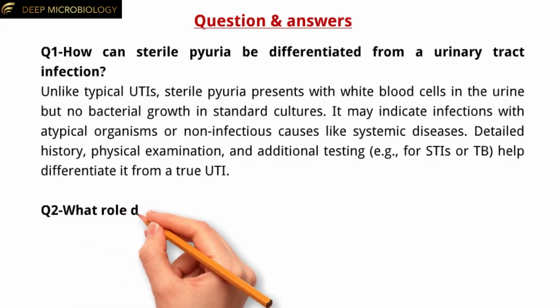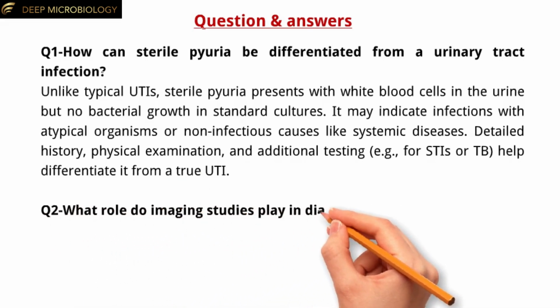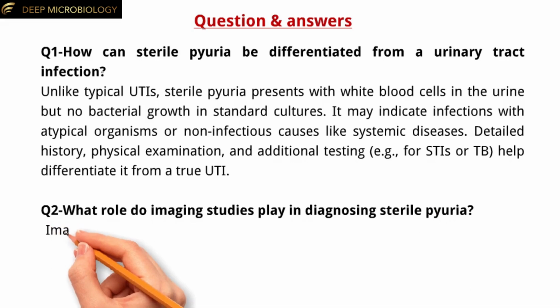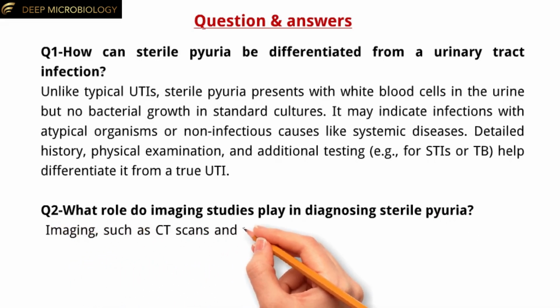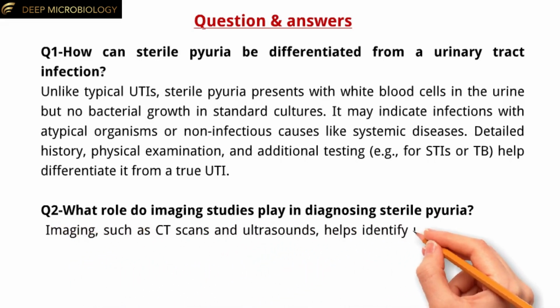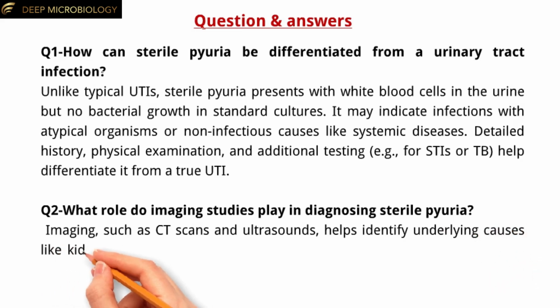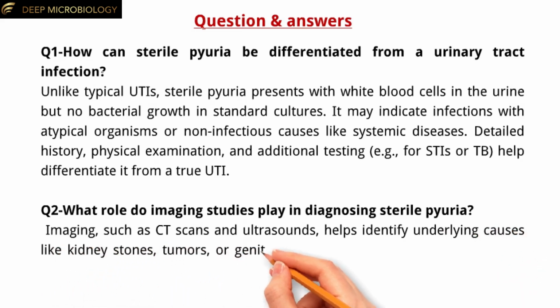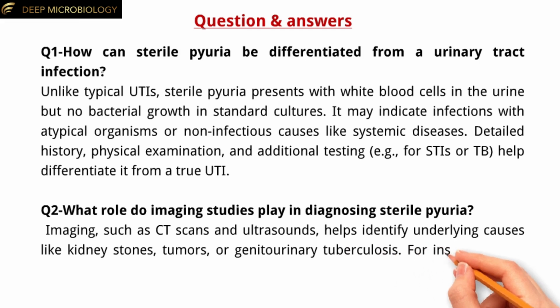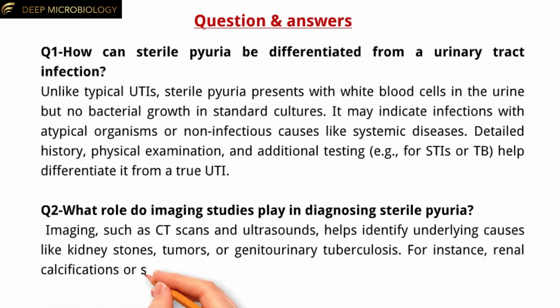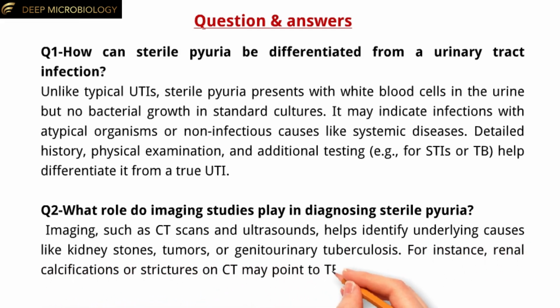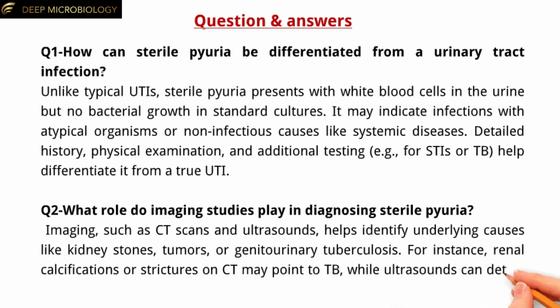Question 2. What role do imaging studies play in diagnosing sterile pyuria? Imaging, such as CT scans and ultrasounds, helps identify underlying causes like kidney stones, tumors, or genitourinary tuberculosis. For instance, renal calcifications or strictures on CT may point to TB, while ultrasounds can detect structural abnormalities like hydronephrosis.